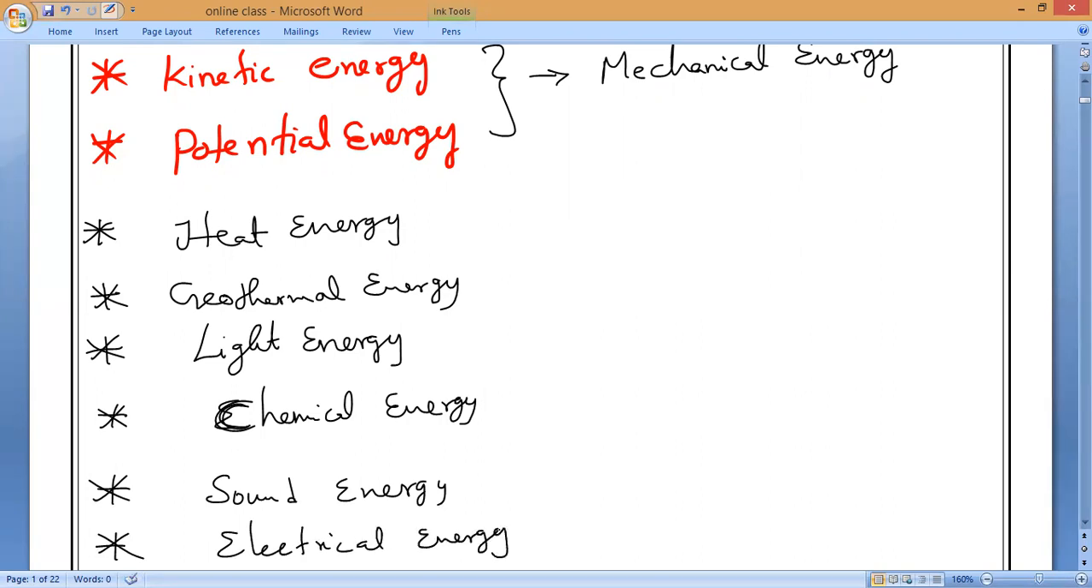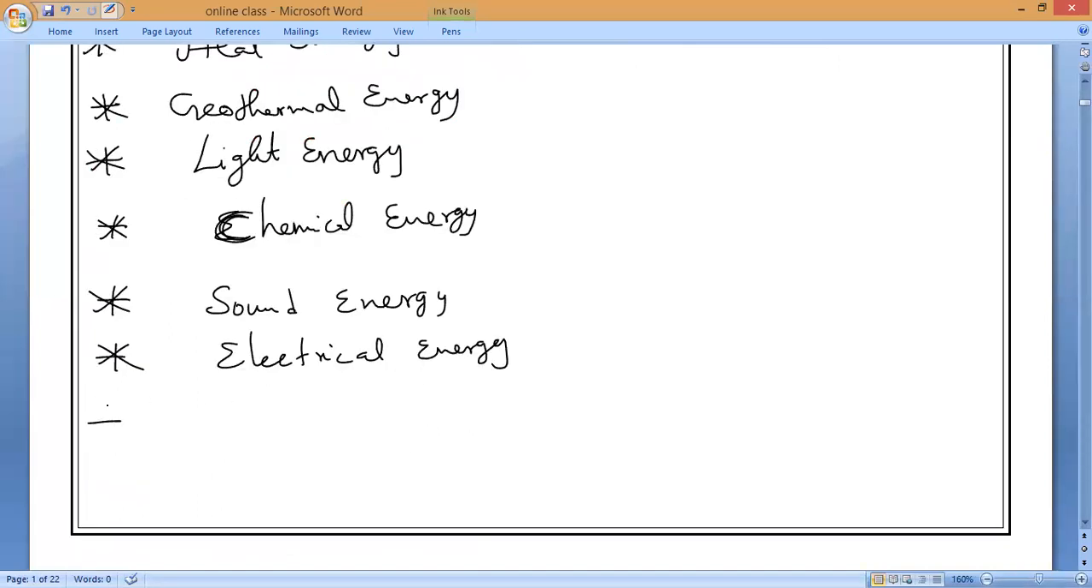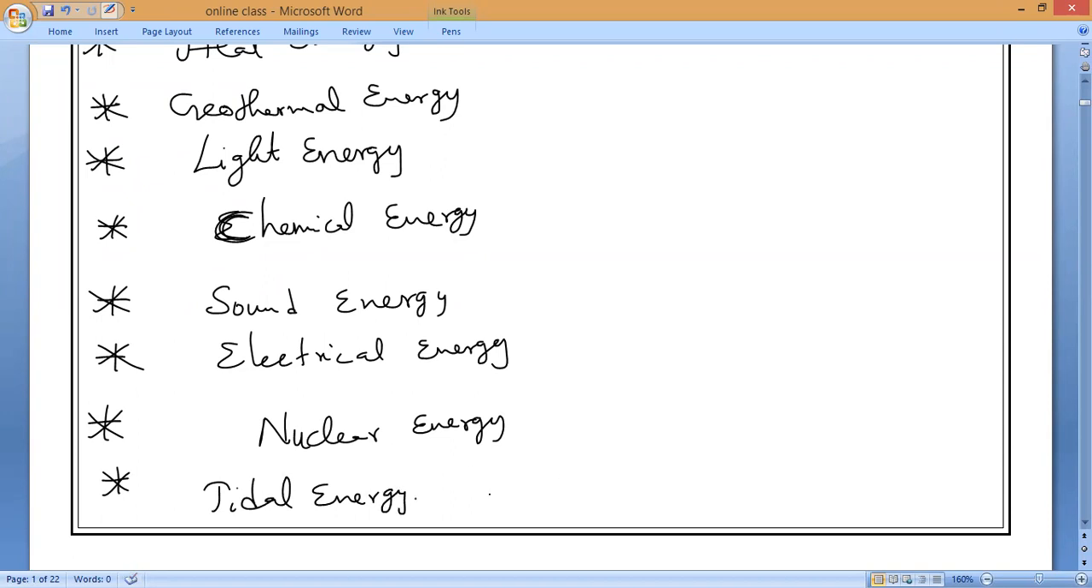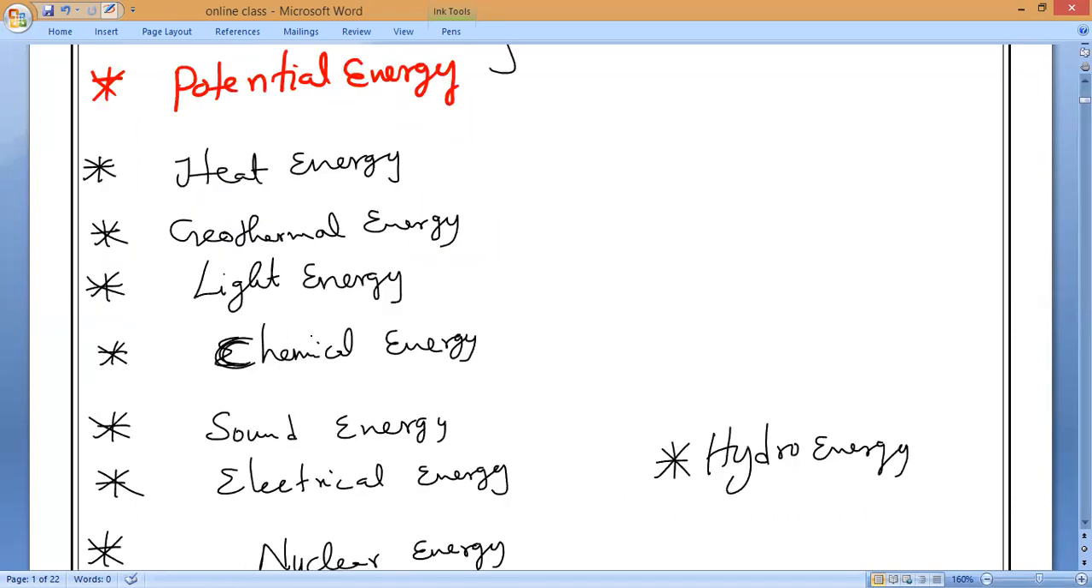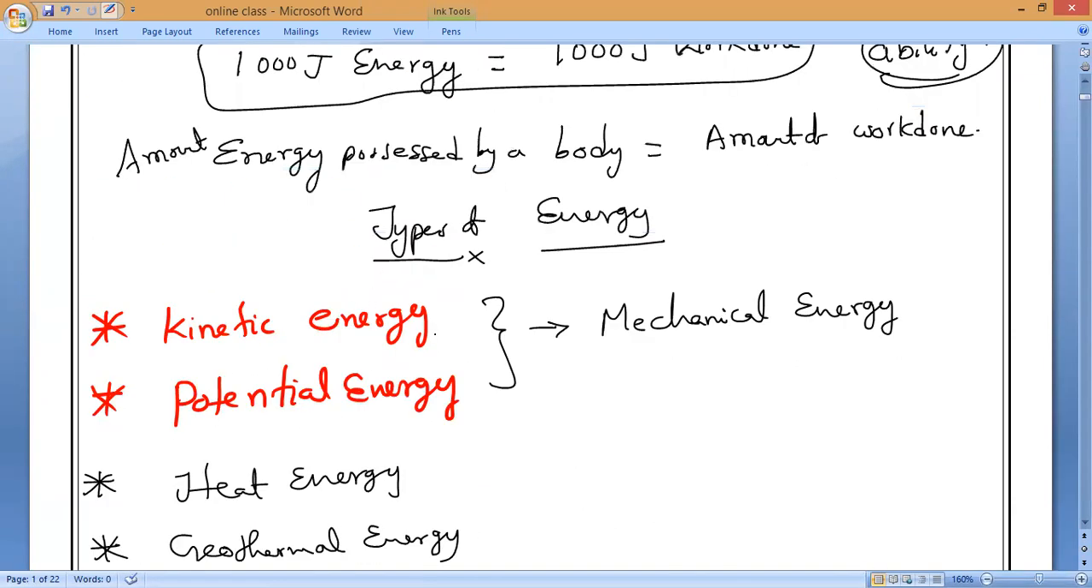Next one. Others? Nuclear energy. You don't know nuclear bombs? Yes or no? Nuclear energy. Next one, any other forms? Tidal energy. Have you heard of tidal energy? Next, hydro energy. Yes, wind energy. Hydro energy, of course, tidal energy, tides and hydro energy with the water. Hydro energy is what hydroelectricity is. So like this, we have different forms of energy. All this shows that there are various types of energy in different forms.